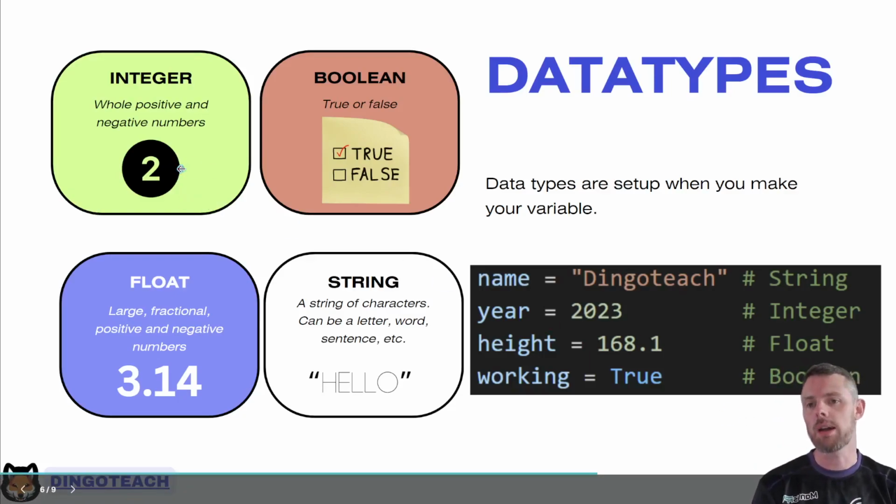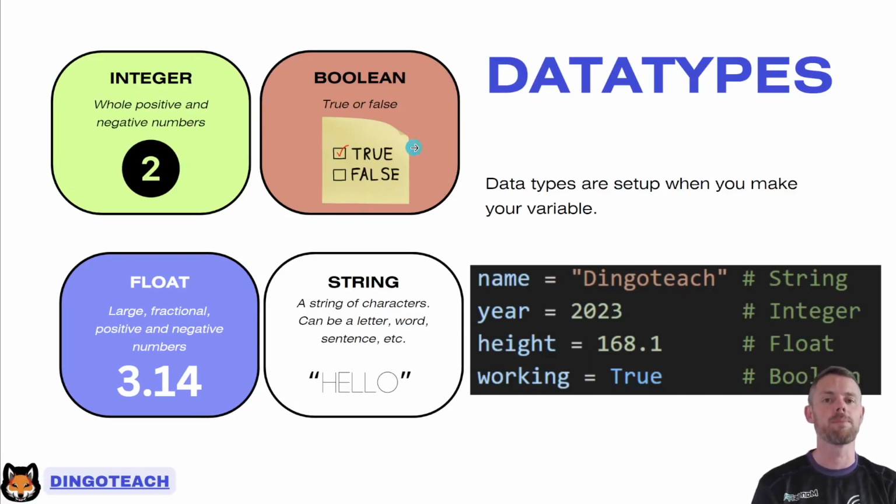The second data type I've got here is a Boolean, named after the mathematician that invented Boolean mathematics. But essentially a Boolean is a true or false. Think of it like a light switch. It's either turned on or it's turned off. There is no in between. There is no middle. There is nothing else it can be. It is just true or false. That's it. Okay, and I did that example here with working equals true, or in my case, false before.